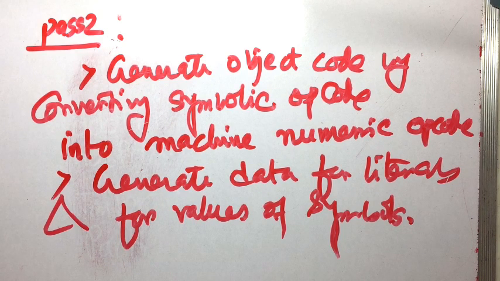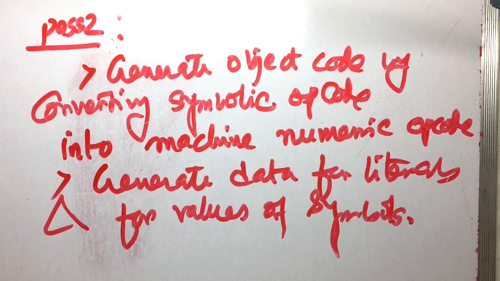That's why we need a 2 pass assembler rather than a 1 pass assembler. A 1 pass assembler means an assembler which consists of only one pass, where analysis and synthesis are done within a single pass. A 2 pass assembler means analysis is done by pass 1, and then synthesis, after getting the data from pass 1, creates the object code within pass 2.